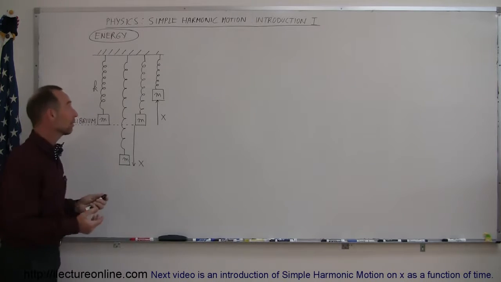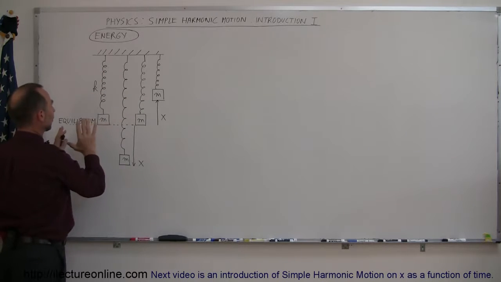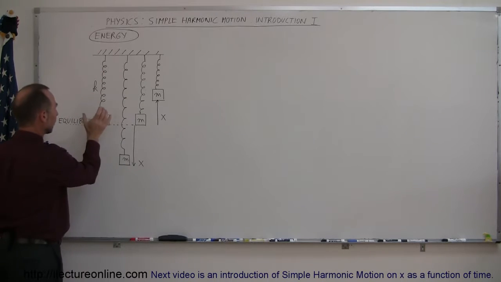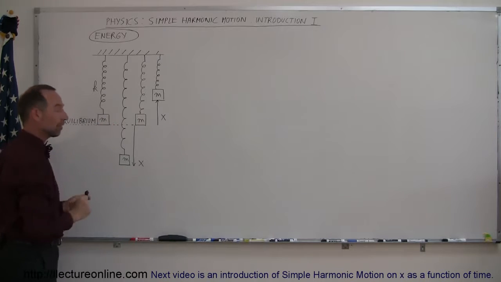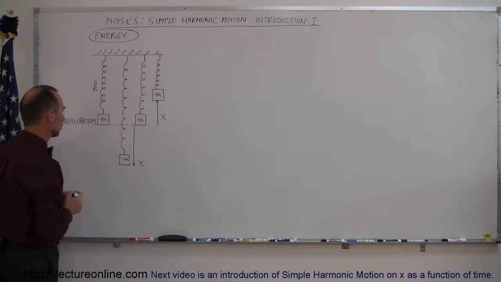What we have here is a spring with a mass hanging down from it. If we just let it go, don't touch it, eventually it'll come to a position of rest, and we call that the equilibrium point, the zero displacement point of this particular system.